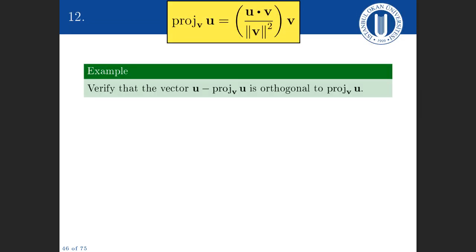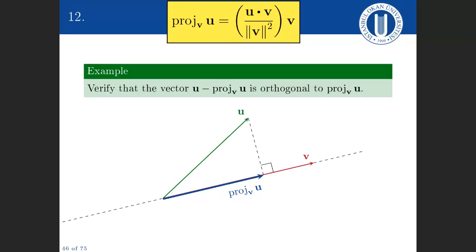Next example, verify that the vector u minus the projection of u onto v is orthogonal to the projection of u onto v. So here's the picture. Here's u and v and the projection of u onto v. U minus the projection of u onto v is the third side of this triangle. It's the orange vector here. And why is that true? Because when we add vectors together, we add them nose to tail. We can do blue vector plus orange vector is equal to green vector.